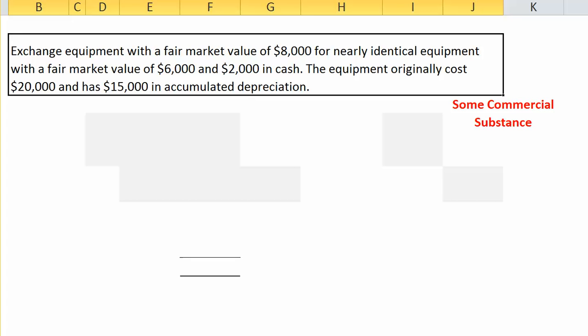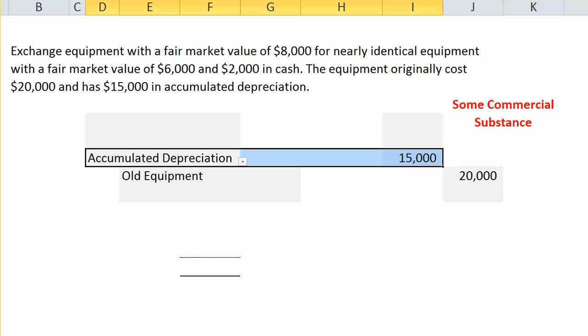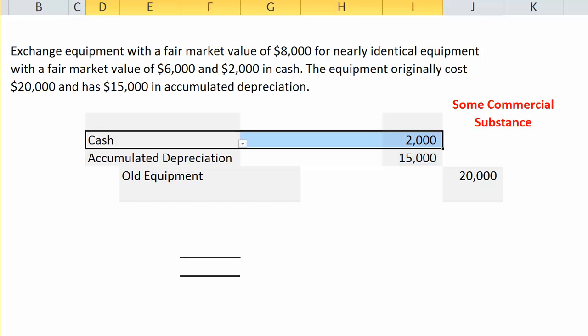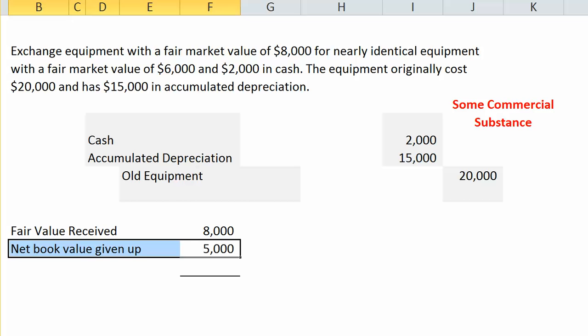So nearly identical suggests there's no commercial substance, but the fact that we got cash says, wait a minute, there is some commercial substance. Let's go ahead and take the old equipment off our books. We credit old equipment for $20,000. We debit the accumulated depreciation. We need to record our $2,000 in cash. Now we need to figure out our gain. In terms of fair value we received $6,000 in equipment, $2,000 in cash for a total of $8,000. The net book value given up was $5,000. We have a $3,000 gain.